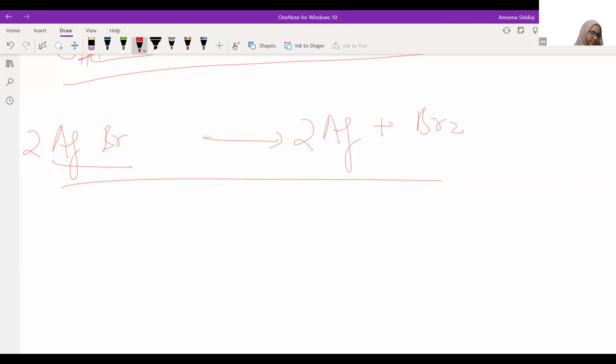Just one more equation. Can you tell me the name of this compound that I've just written? Nitrogen carbon. Sorry, sodium carbonate. Very good. Sodium carbonate. Very good. Just try to balance this one.